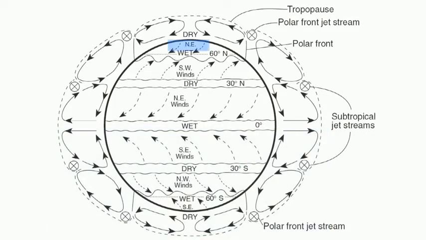You'll see, starting at the North Pole, the winds are named from the direction in which they come from. So we're going to start out with the polar easterlies. They come from the northeast. Then we're going to move into the westerlies. Then we're going to move into the northeast trade winds. Those are all in the northern hemisphere. In the southern hemisphere, we have the southeast trade winds. We have the westerlies again. And then again, we have another set of polar easterlies as well.